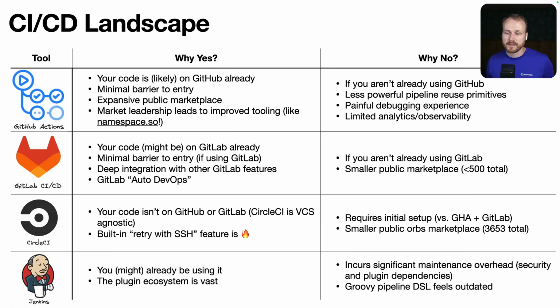The plugin ecosystem is quite vast. So there are a number of capabilities that you can achieve within Jenkins by using those third-party plugins, kind of similar to the GitHub Actions marketplace. There are a lot of capabilities that have been built up over the lifetime of that tool.